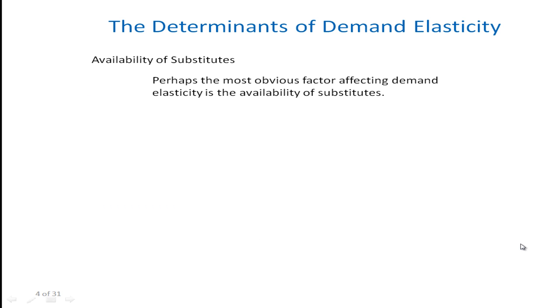Let's take a look at what causes demand elasticity. Well, the real big one is the availability of substitutes. When there are no substitutes, you're going to have inelastic demand, as is the case in insulin. But when you have a lot of substitutes, like the case of bananas, demand tends to be very elastic, very responsive to a change in price.